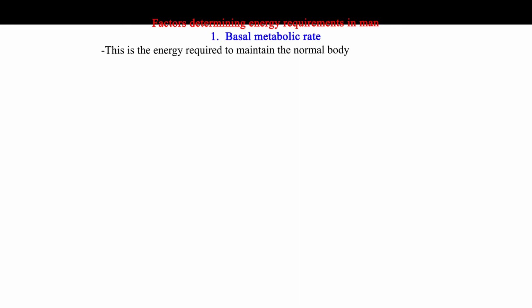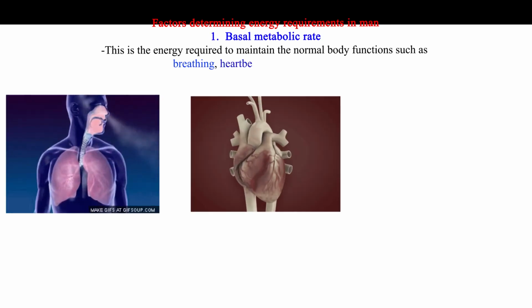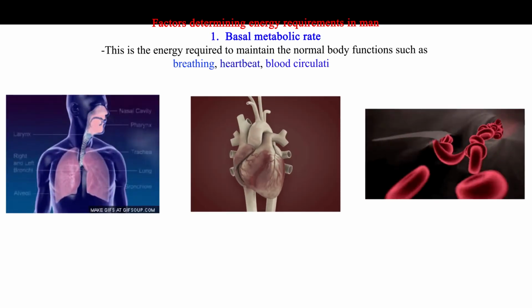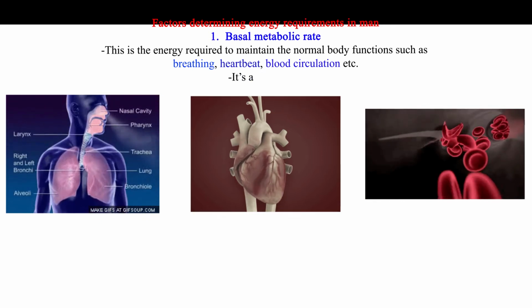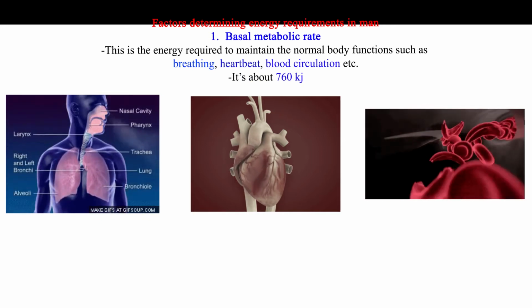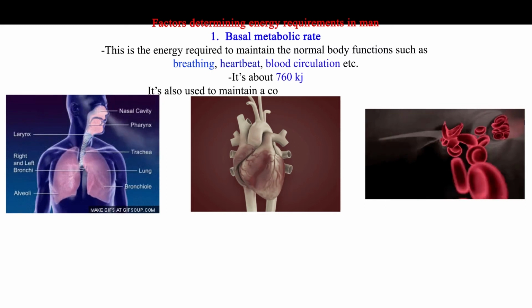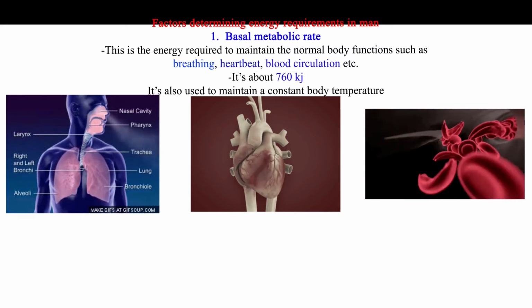Factors determining energy requirements in man. 1. Basal metabolic rate. This is the energy required to maintain the normal body functions such as breathing, heartbeat, blood circulation, etc. It's about 760 kilojoules. It's also used to maintain a constant body temperature.